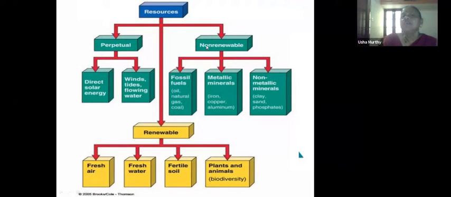And we have something called the non-renewable resources also. Fossil fuels, that is oil, natural gas, coal, and then metallic minerals: iron, copper, aluminum, etc. And non-metallic minerals: clay, sand, phosphorus. So these are the things. That is resources. We have basically three types of resources, and that is perpetual, renewable, and non-renewable.